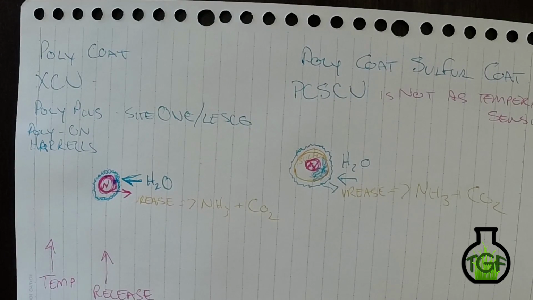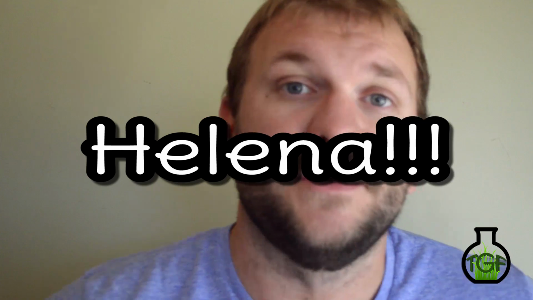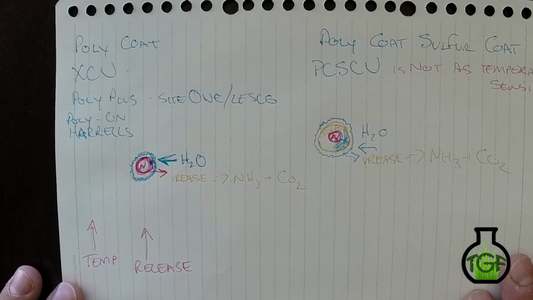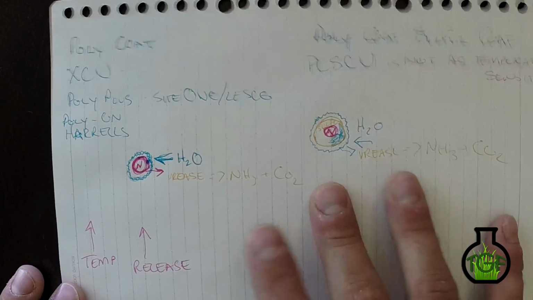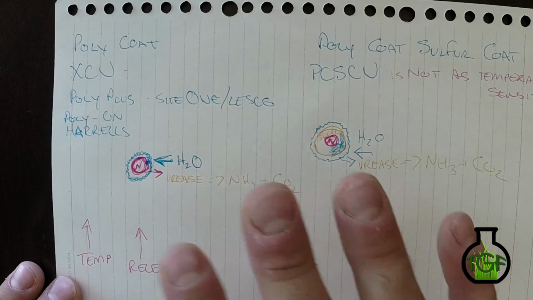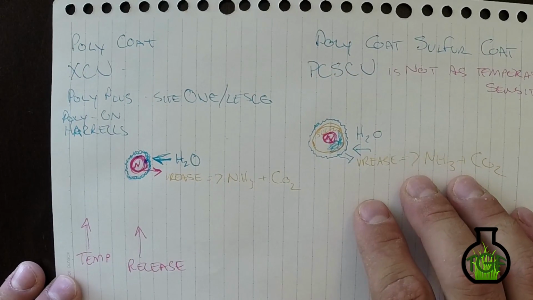When it's me and I'm using either a polycoat or a PCSCU, I'm going to go PCSCU almost every time. Again, I buy a lot of my fertilizers from Harrells, and Harrells offers the PCSCU, and that's one of the reasons I like to buy from them. Unless I'm buying organics, then I like to go with Harrells. So anyway, those are going to be our controlled release forms of granular urea. We got our polycoats and we got our polycoat sulfur coat.